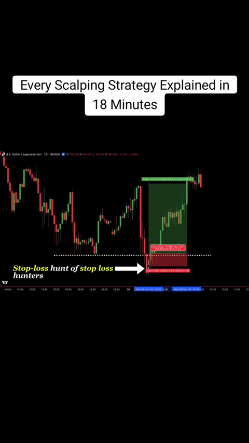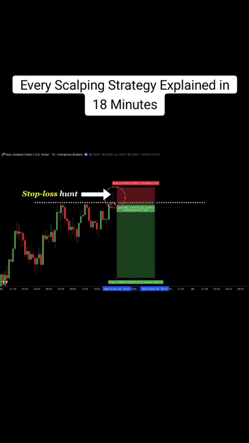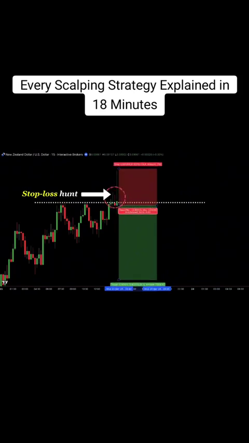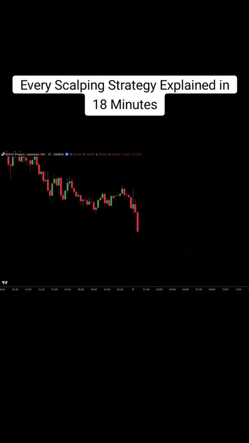So what should you do? You stay calm and you re-enter. Look at this example. You spot a stop hunt at a resistance level. You enter the trade, but another candle forms and hunts your stop-loss. You don't get emotional. You don't get angry. You simply re-enter with the new candle. And look at what happens next. The market moves straight to the target. The stop hunt of stop-loss hunters doesn't happen every time, but when it does, now you know exactly what to do. Now let's move to the next scalping strategy.